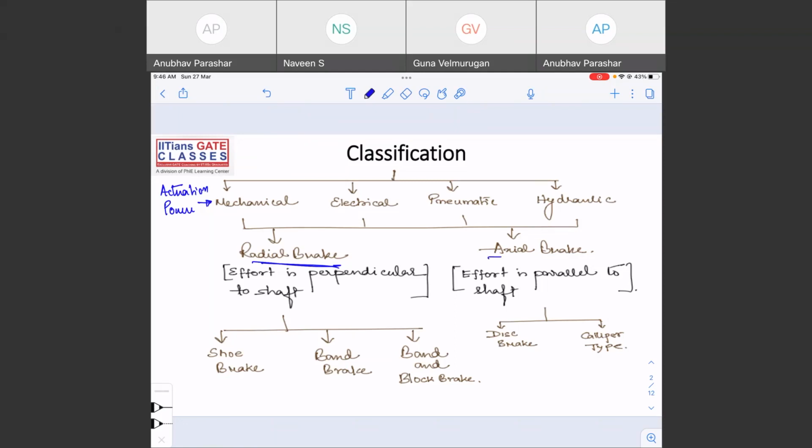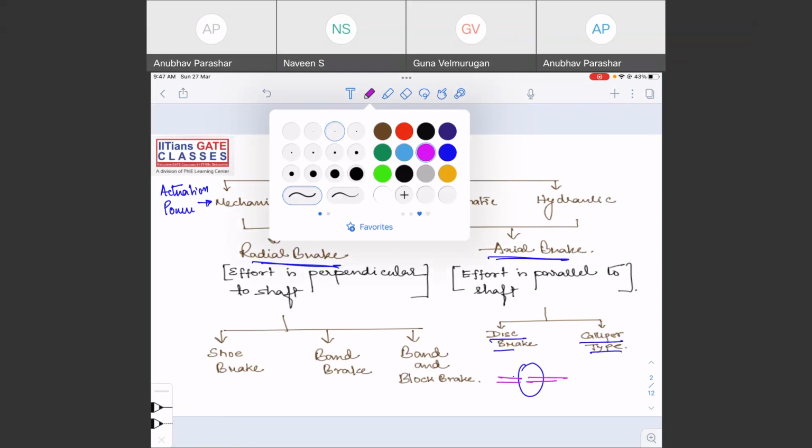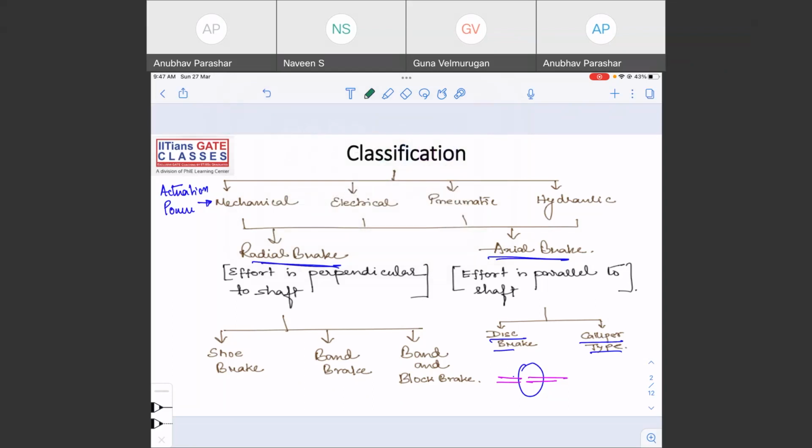Then we have the axial brake, in which the effort is parallel to the shaft. Generally, we get to see this in bikes. We call it disc brakes or caliper brakes. In a disc brake, there will be a disc. This is the shaft. Whenever you apply the force, the force will be acting parallel to the shaft. This is the direction of force, the actuating force, the effort.